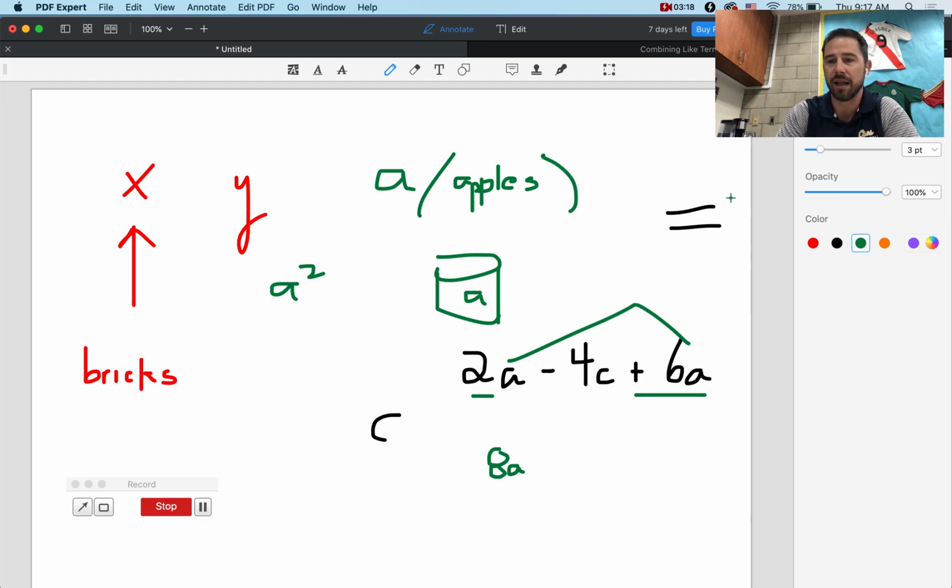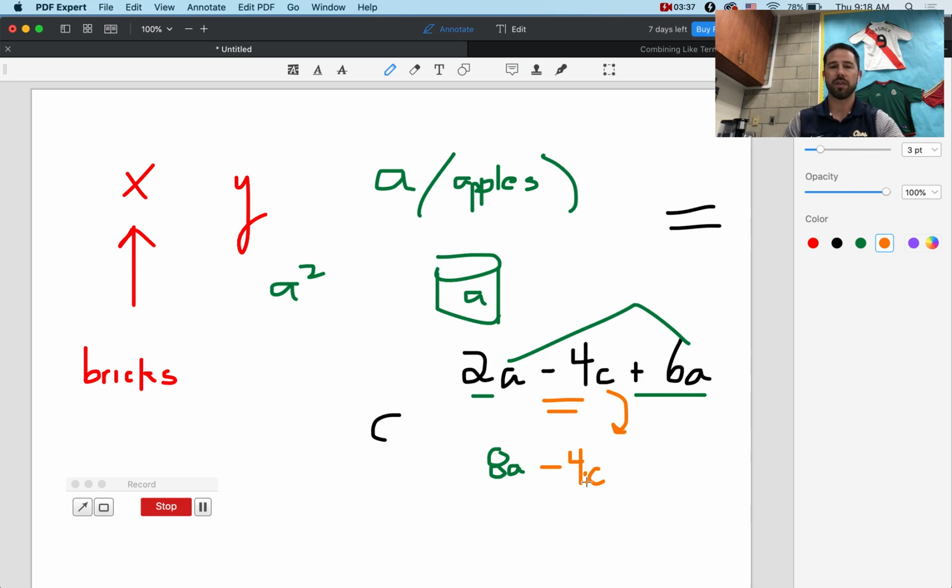So don't change that. Now we're coming over here and you're like, okay, what do I do with this guy? Well, are there any other C's? Are there any other carrots? No. So this guy you just drop down and our expression simplified would be 8a minus 4c.